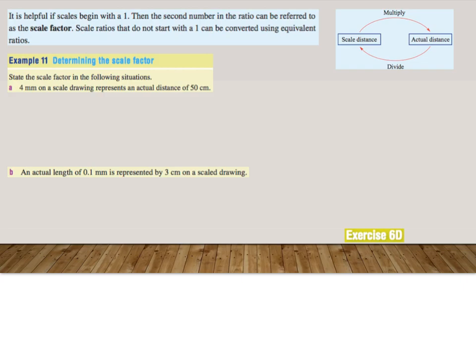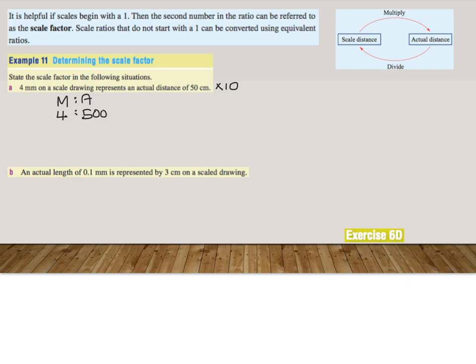Now in this example 11, they say determine the scale factor. State the scale factor in the following situations. So for this question, it's always map to actual distance, nothing changed. 4 millimeters on a scale drawing to 50 centimeters on actual. Now I'm going to take the 50 centimeters to millimeters, so I'm going to multiply it by 10, and that will give us 4 to 500 millimeters.